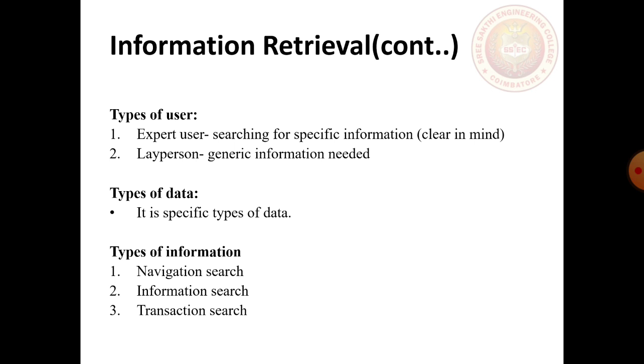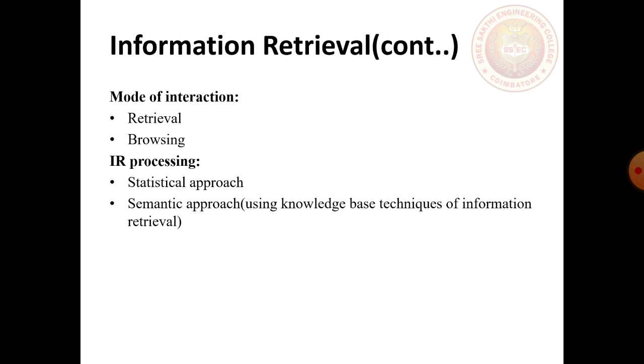Types of data, it is a specific type of data. For types of information, search can be based on navigation, information or transaction. Modes of interaction in information retrieval are browsing or retrieval. So data can be obtained either by browsing or retrieving from the database. Processing can be done either with a statistical approach or a semantic approach. With the help of these techniques, the information can be obtained in a semantic approach.